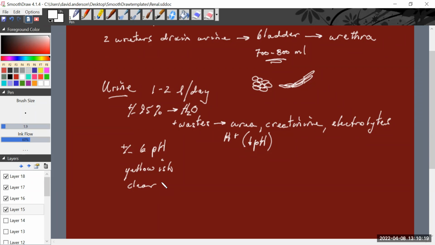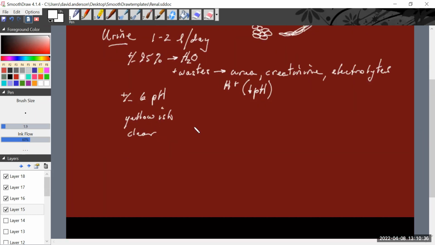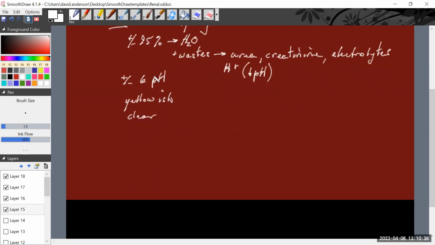The clear color becomes cloudy if you leave it standing, and most of us know that it starts to smell if you leave it standing, and that's basically urea breaking back down to ammonia, and you smell the ammonia. Okay, and basically we're going to produce that 1 to 2 liters a day, and the mechanism that we use to get rid of it is called micturition, and that's a reflex.